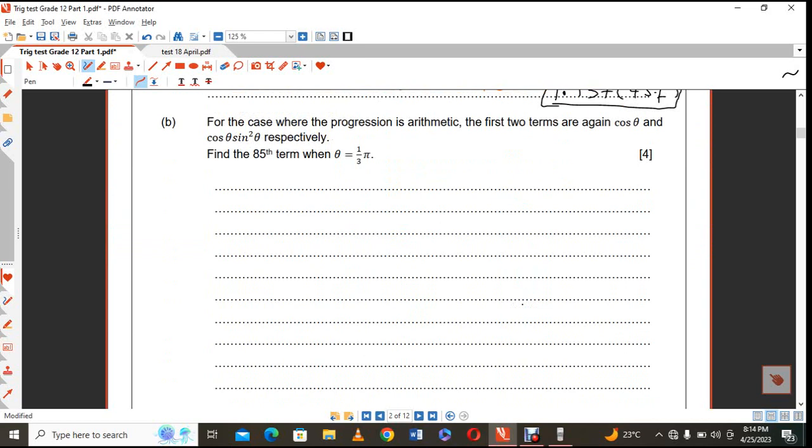Now they are saying for the case where the progression is not geometric anymore, but for the case when the progression is now arithmetic, you have to find, the first two terms are still going to be, so term 1 is still cos theta, term 2 is still cos theta sine square theta. Okay, and theta now is given to us as pi over 3. Now, again, that is 60 degrees.